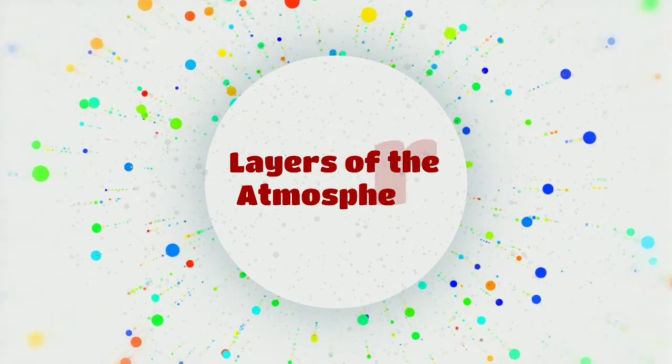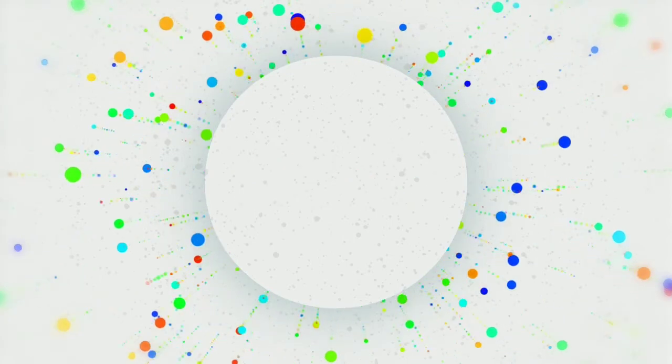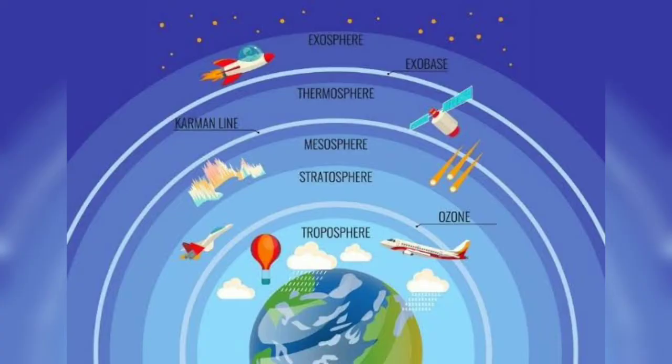So in this video, we are going to learn about layers of the atmosphere. As you can see in this picture, the atmosphere can be divided into layers based on its temperature. These layers are the troposphere, stratosphere, mesosphere, thermosphere, and exosphere.